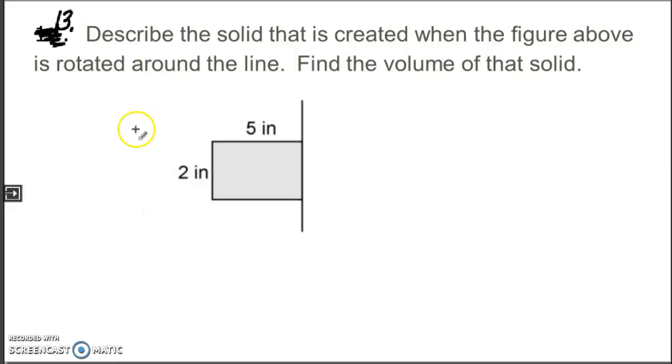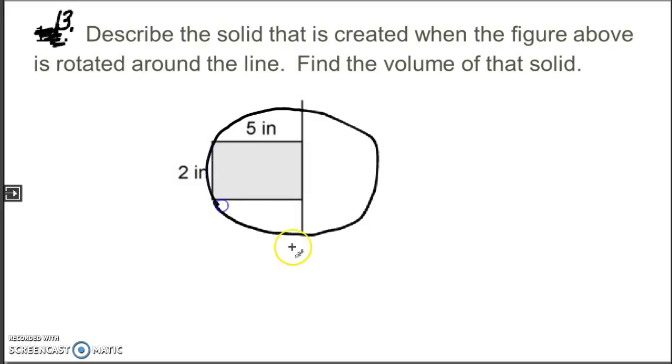All right, so this time we're talking about revolution of a two-dimensional figure. So we're going to describe the solid that is created when the figure below is rotated around the line or an axis. So if you imagine rotating this thing the whole way around, so it makes a complete circle.